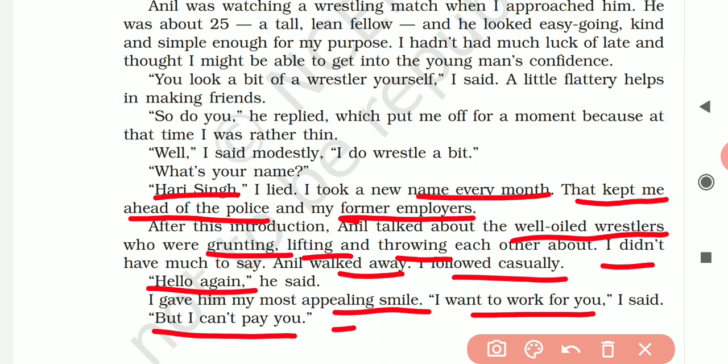I can't pay you. It means that he's not in a position to keep a servant, or to employ someone or pay someone. He's still a struggling writer, I think. He's still a struggling character here. It shows that he's still not settled in his life.